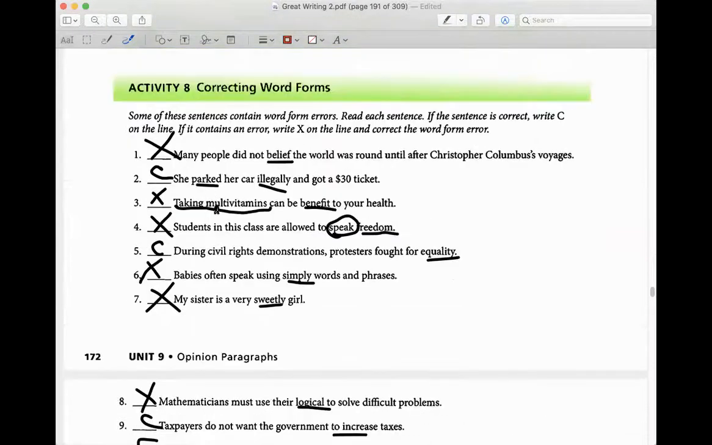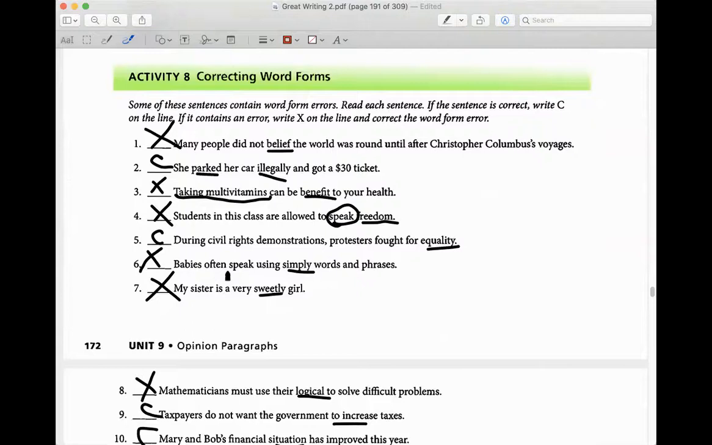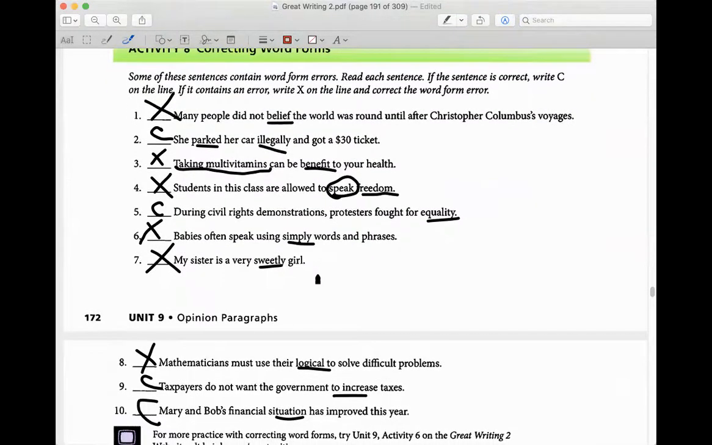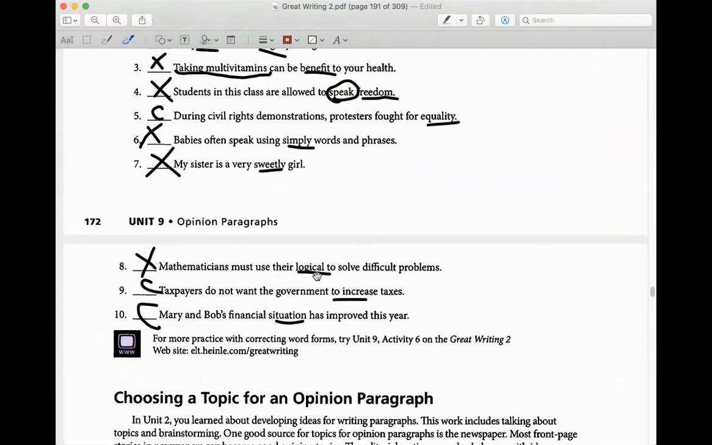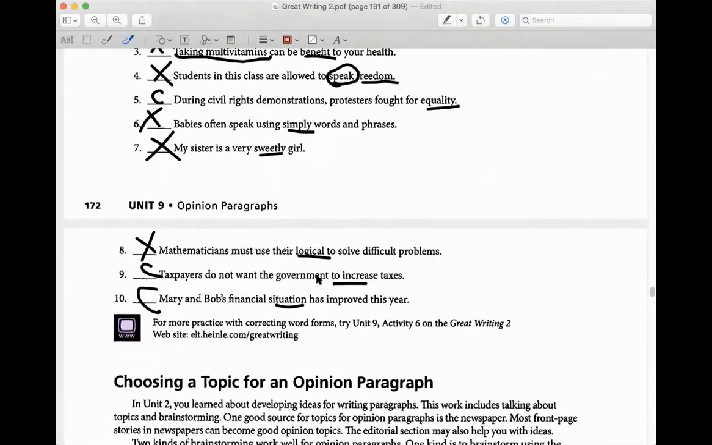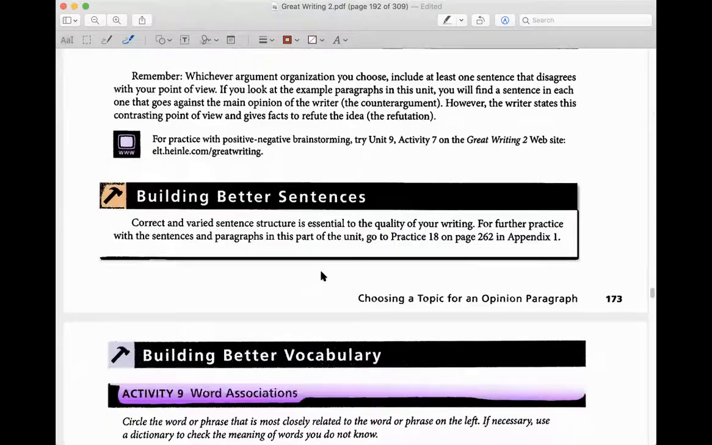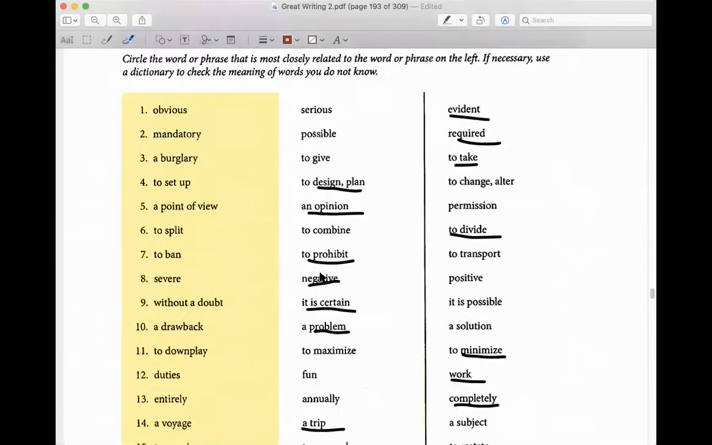For example, I might give you a sentence like this. Students in this class are allowed to speak freedom, and ask you if it's correct, right? And you would, in this case, say, no, it's not correct because freedom is a noun. We don't speak freedom, we speak freely. We would need an adverb there to modify the verb speak. So be prepared for something like that.